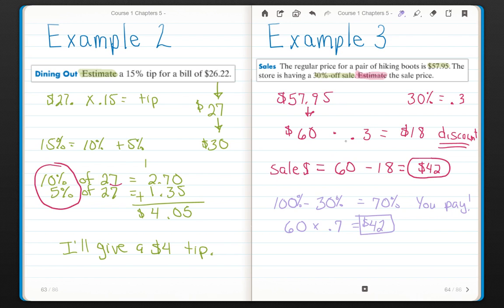I can either find the discount first and then subtract to find my sale price, or I can subtract the percentage, find the percent that I'm actually going to have to pay, and multiply that to get the sale price. Either way, you come up with the same answer.